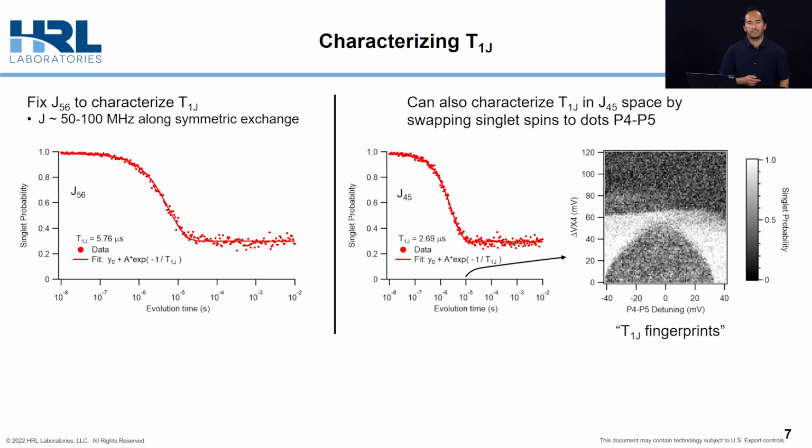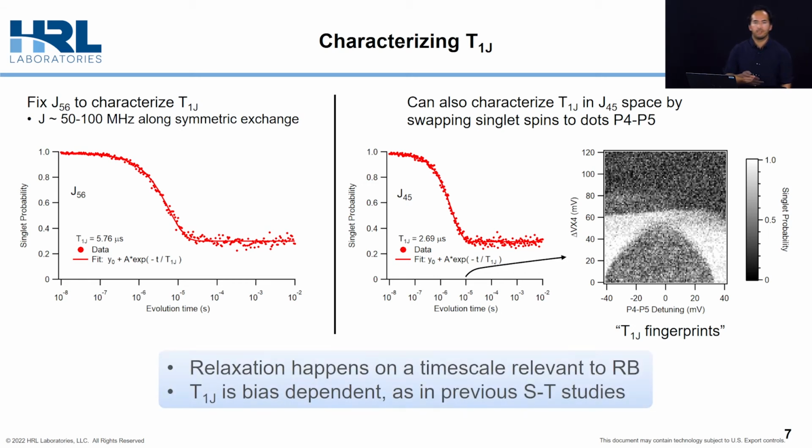We also characterized T1J in the J45 space by swapping the spin singlets to dots 4 and 5, and got similarly striking results, where the relaxation time there is 2.7 microseconds, and we observe a similar behavior in what I'll call a T1J fingerprint, as we saw for J56. I should emphasize here that relaxation on these timescales is certainly relevant to our randomized benchmarking experiments, and we see that T1J is bias dependent, as in previous singlet triplet studies.